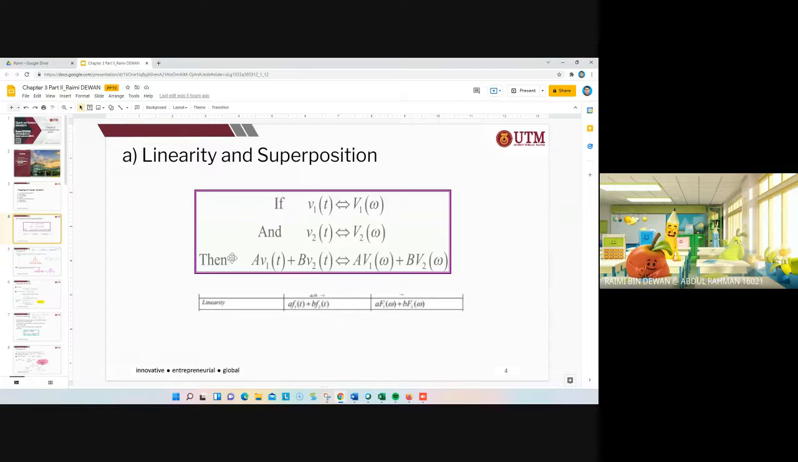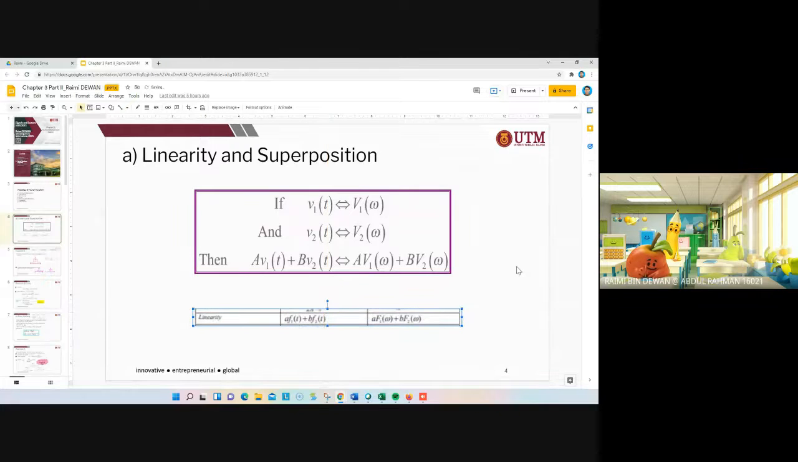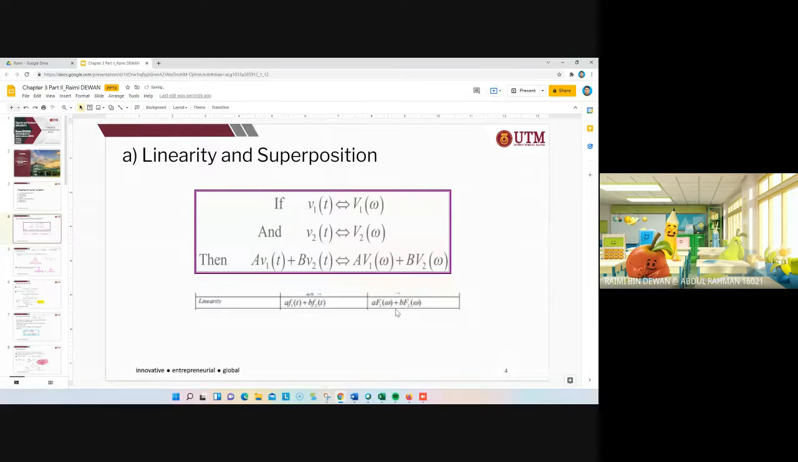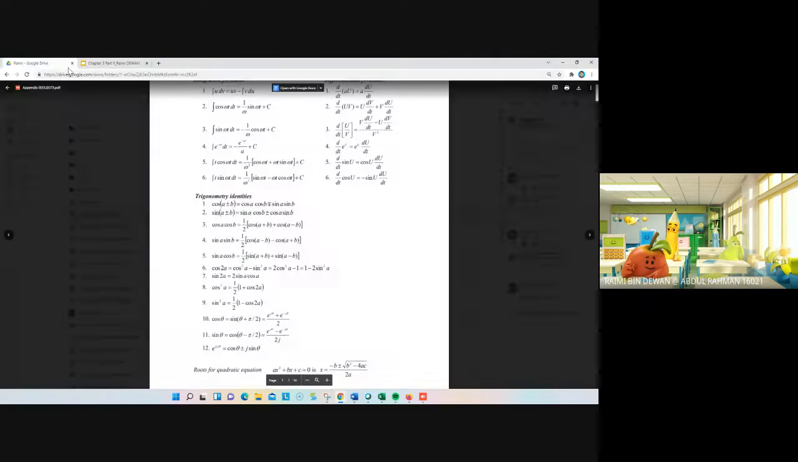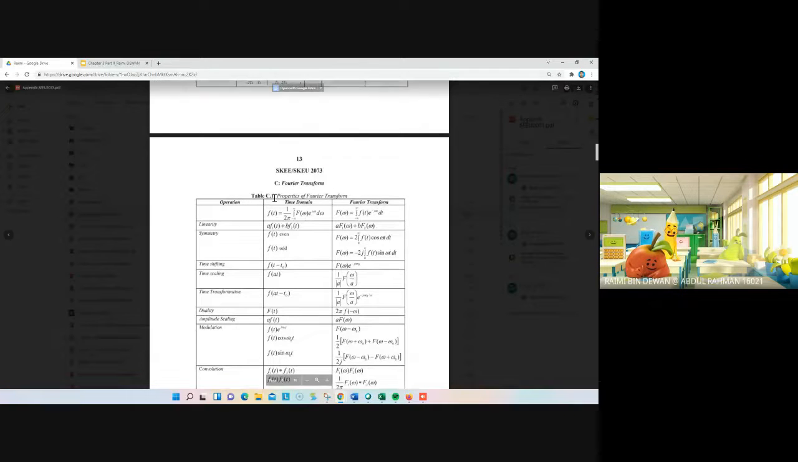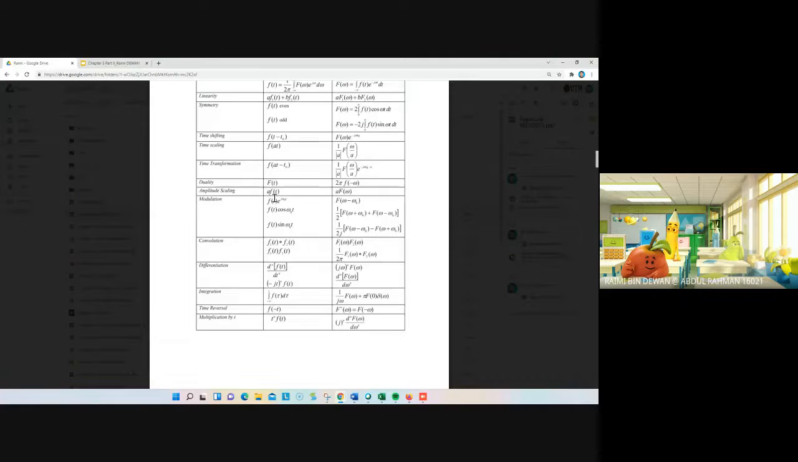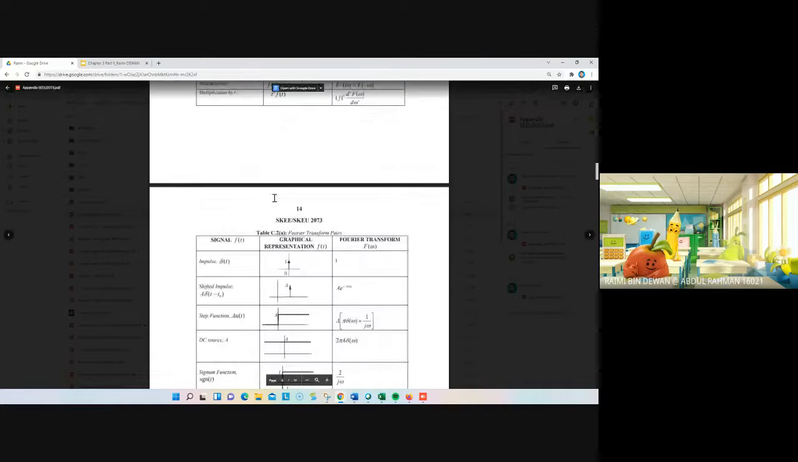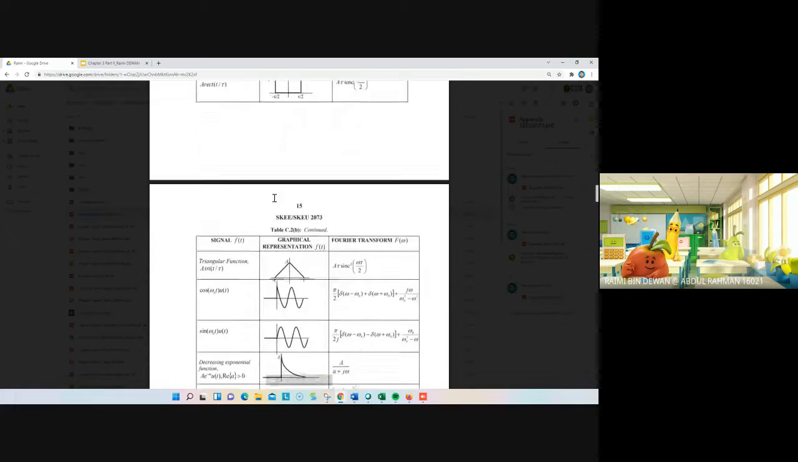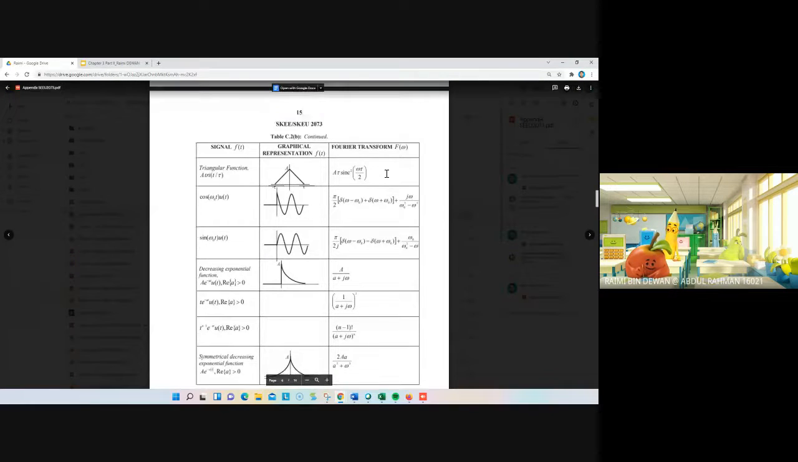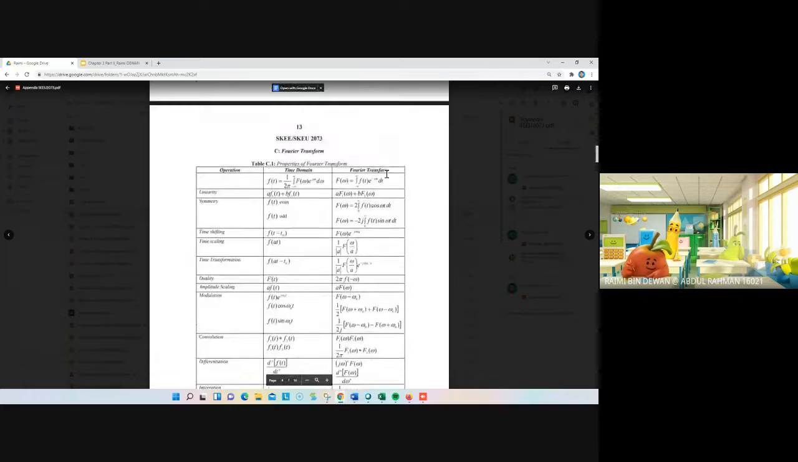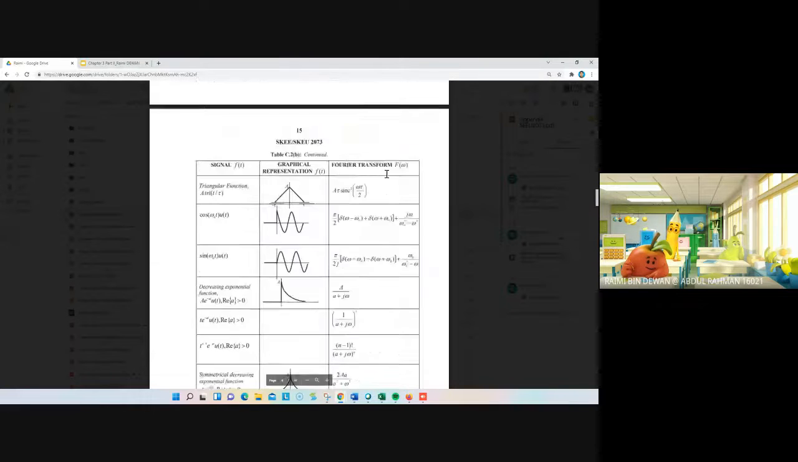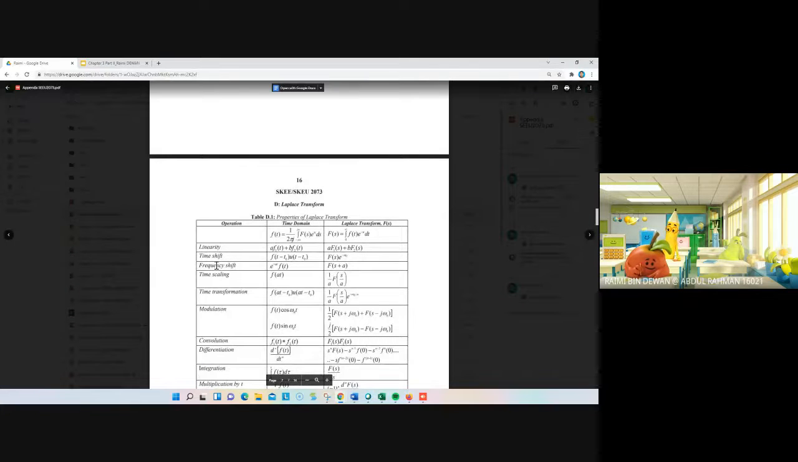For example like this, a and b. You can get this from your appendix. They use small b here, it's okay, it's just a coefficient. They use it in table C. So you always need to refer to the appendix for this Fourier transform. Check table C: C.1, C.2, C.2b. And Laplace is in a different chapter.